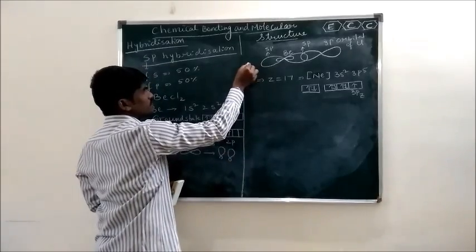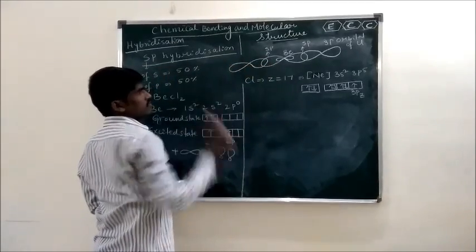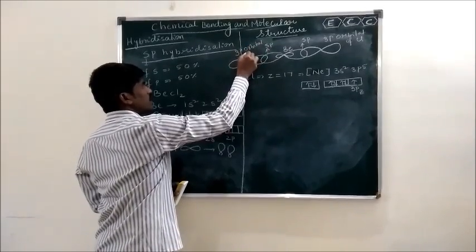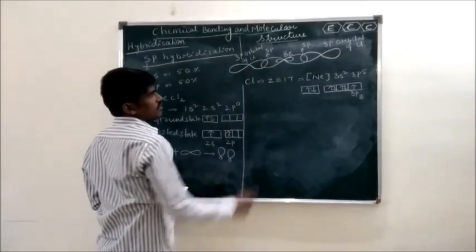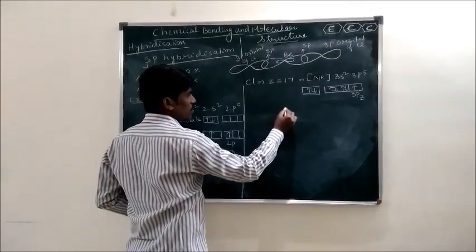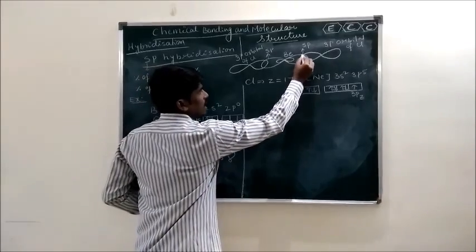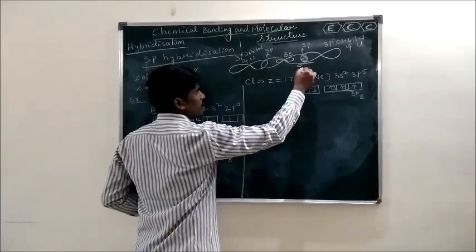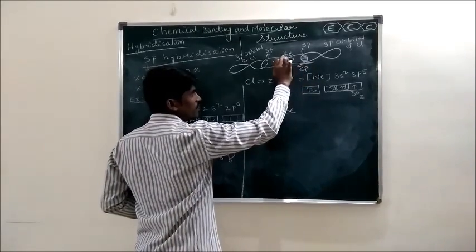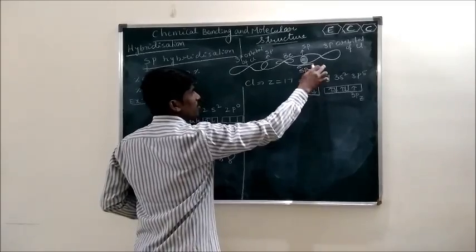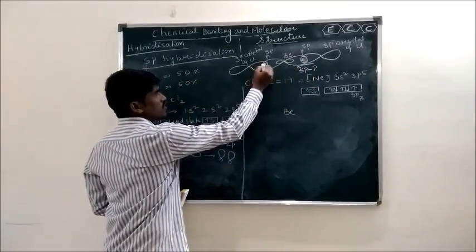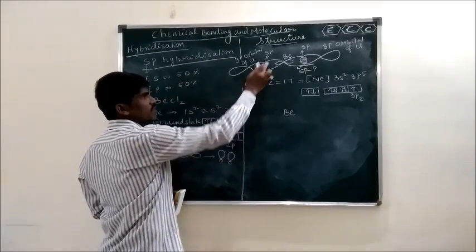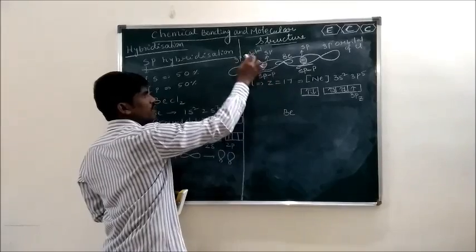Similarly, this way, the 3p orbital of another chlorine atom also you need to take. 2 chlorine atoms give a linear shaped molecule in which beryllium is the central atom, and this overlap gives you a sigma bond. This sigma bond is formed by overlapping of the sp hybrid orbital of beryllium and the p orbital of chlorine. Similarly, here also a sigma bond is formed, and this sigma bond is formed due to the overlap of the sp hybrid orbital of beryllium and the p orbital of chlorine.